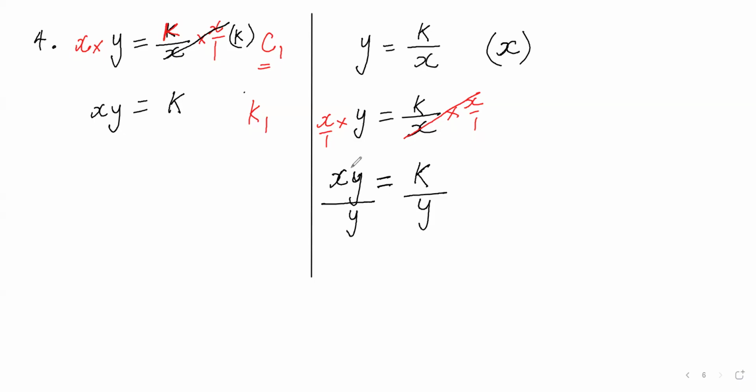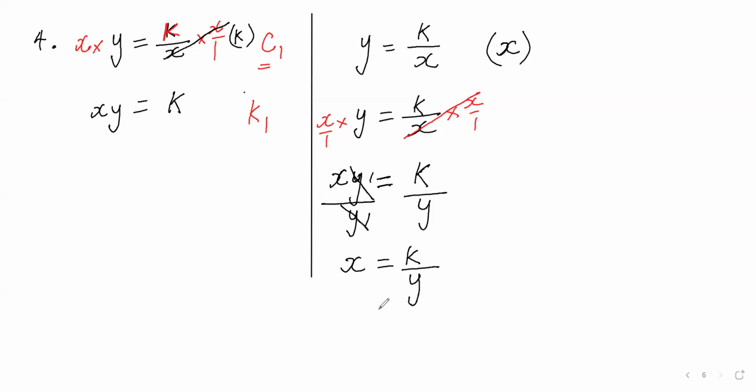Very good, Tyrell. So I'm canceling out the y's. Once you have something multiplied by something and you want to find one part, x is equal to k divided by y. Understood? Everyone, this was a little hard one.